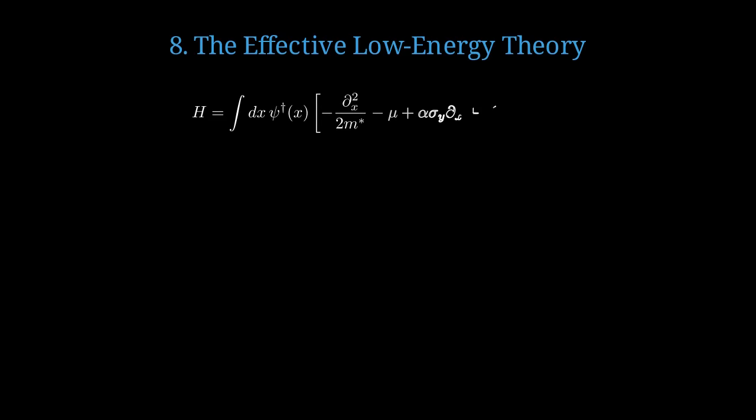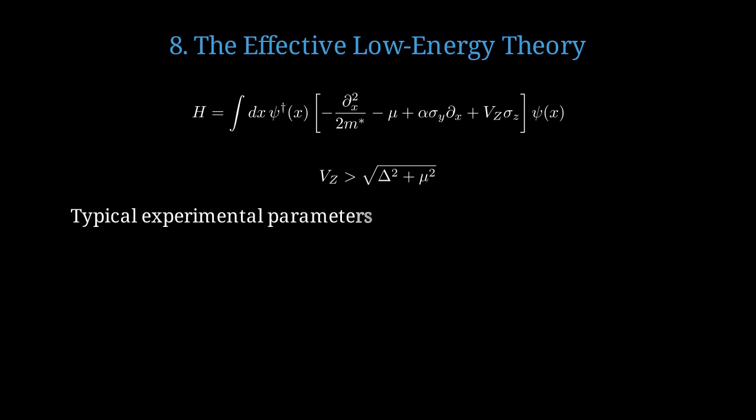The Hamiltonian includes kinetic energy with effective mass m*, chemical potential μ, spin-orbit term α σy ∂x, and Zeeman energy Vz σz. The topological condition requires Zeeman energy Vz to exceed the square root of Δ squared plus μ squared. This ensures we enter the topological phase.